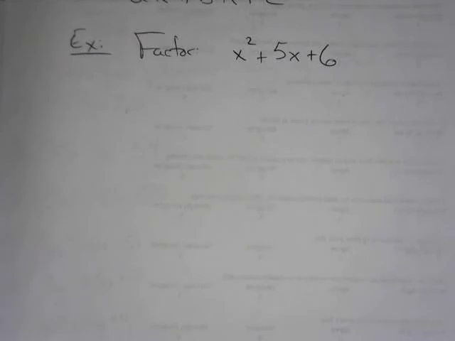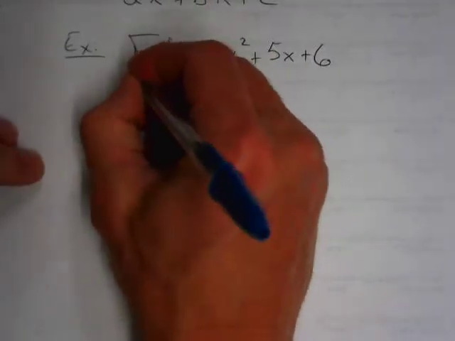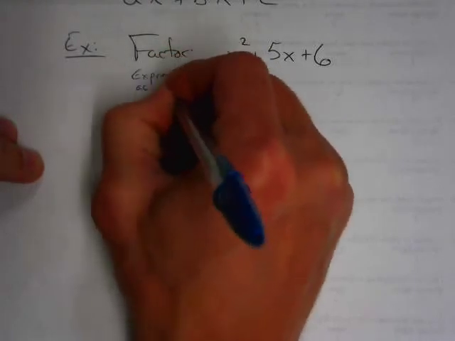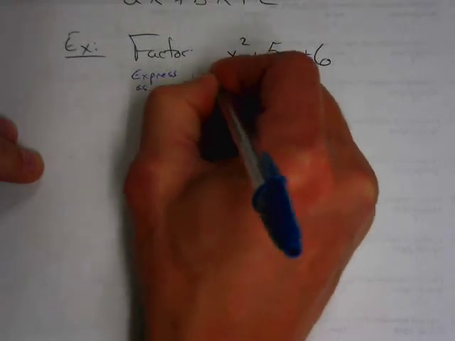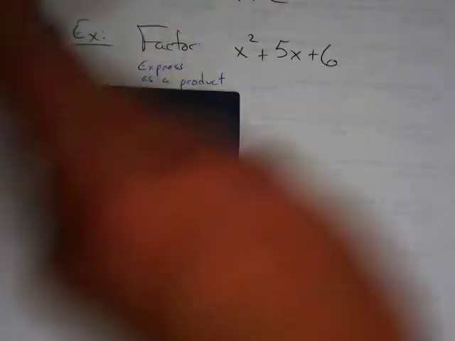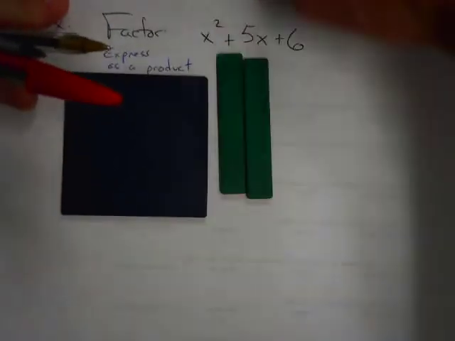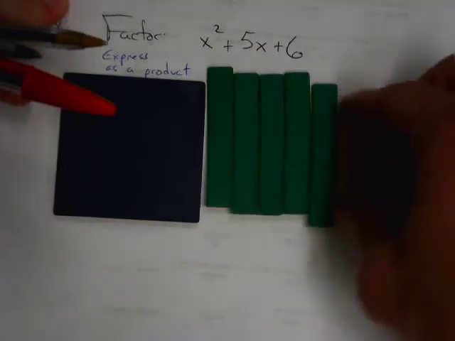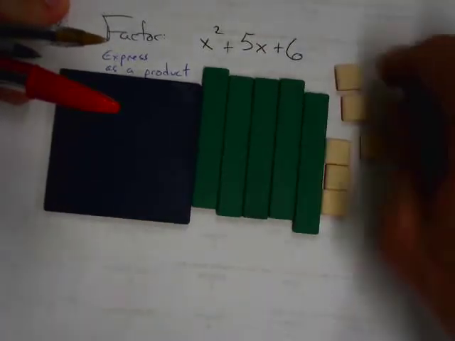Remember what factoring is. Factoring means we're going to express it as a product. So we're going to express this as a product, and we'll use the area model to do it. With Algebra Tiles, we have an x squared, 5 x's, and 6 ones.